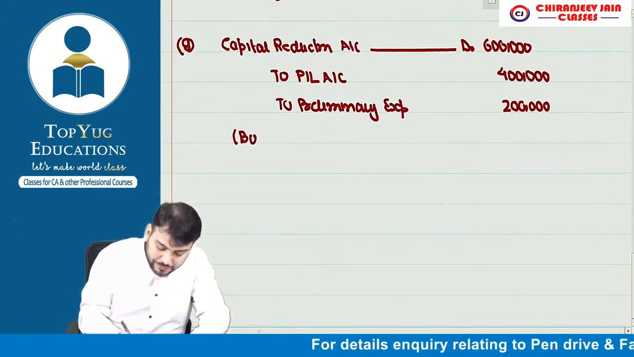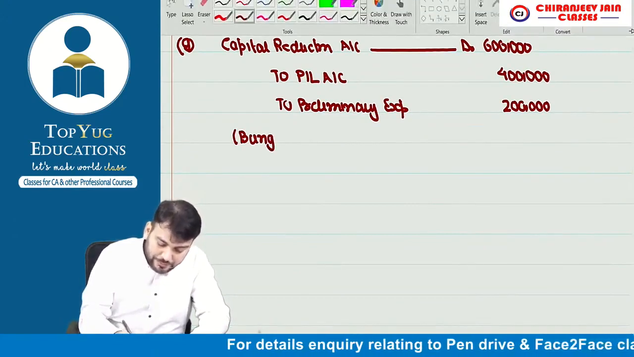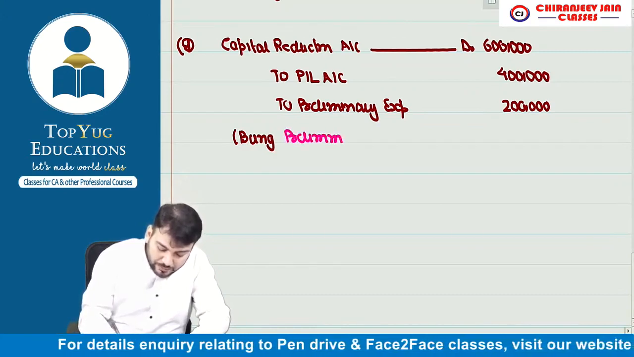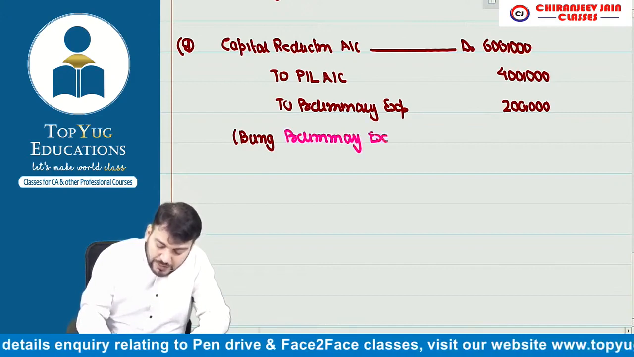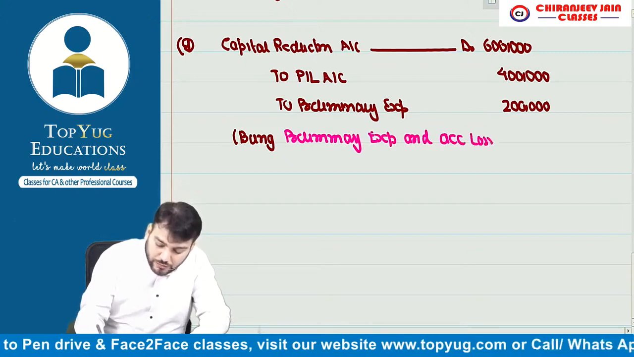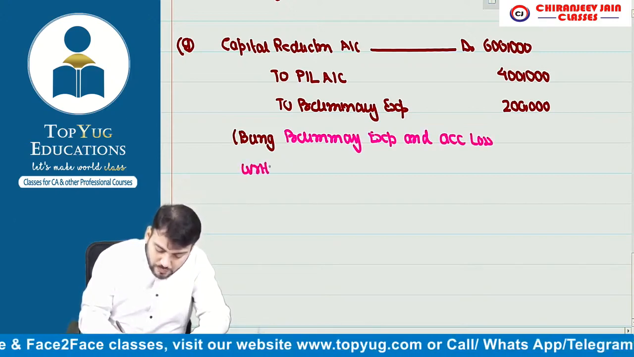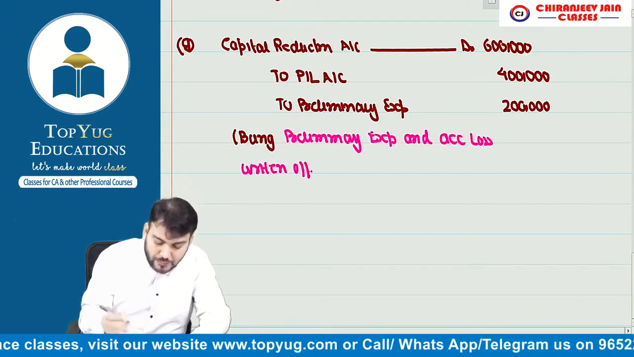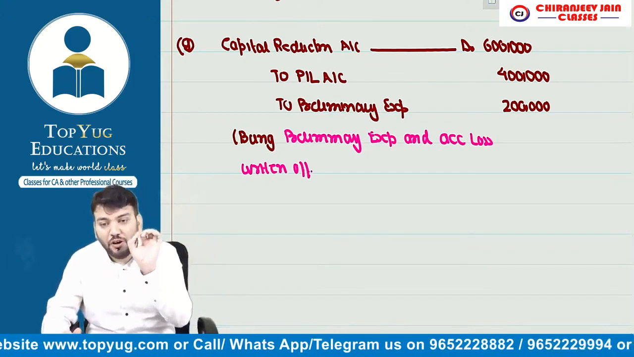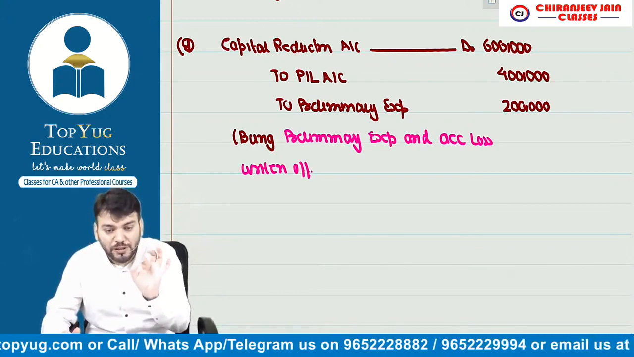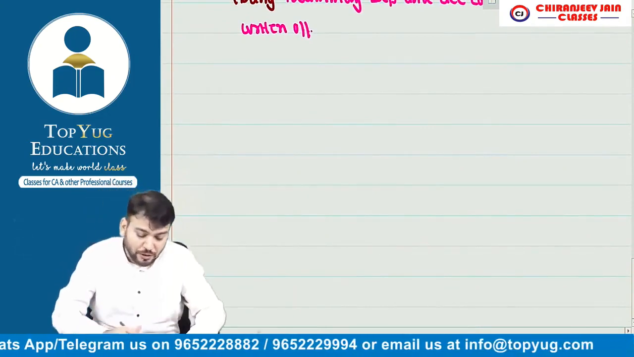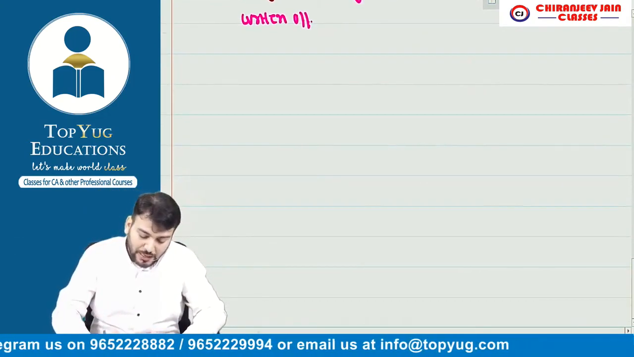Being preliminary expenses and accumulated loss are written off. Correct. So you can see all the transactions are over, and then always close the capital reduction account. Always close the capital reduction account. So for that we will prepare one working note. Leave one journal entry space and now prepare what?